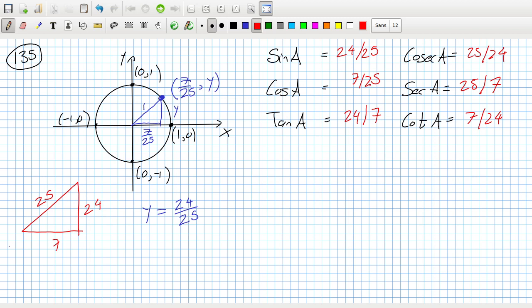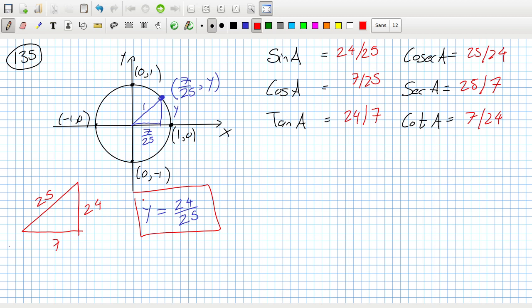Cos A, 7 over 25, yeah. Tan A, 24 over 7. Cosec, 25 over 7. Sec, 25 over 7. Yeah, cosec, 25 over 24, and cotan, 7 over 24. Yeah, that's right, 135. Oh, and does it say what the y is? Yeah, 24 over 25. Yeah.